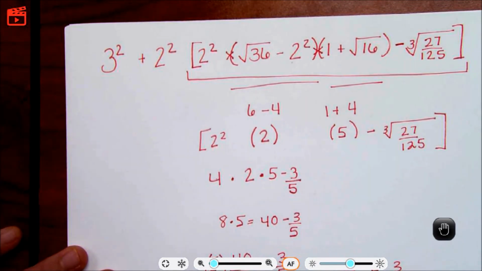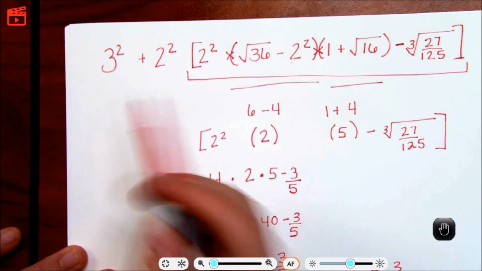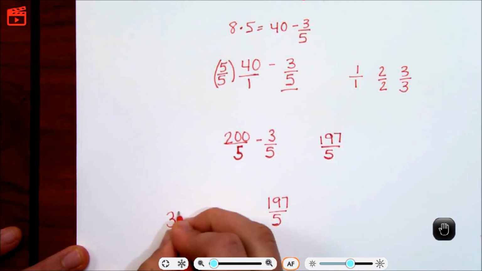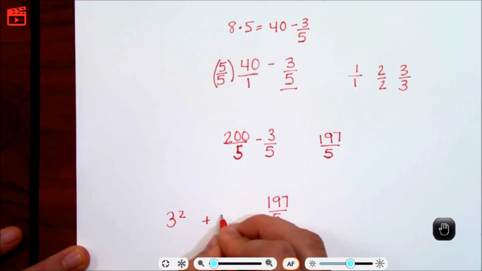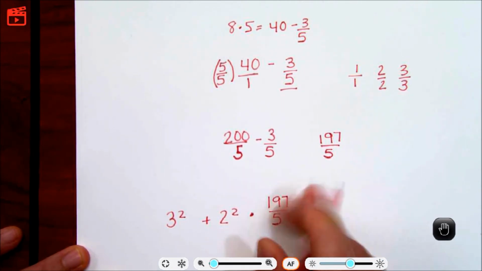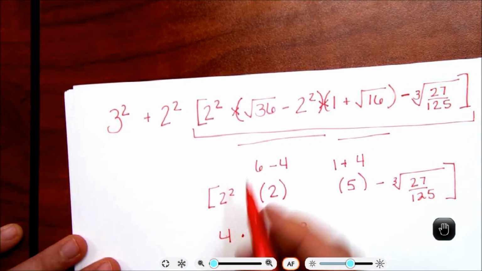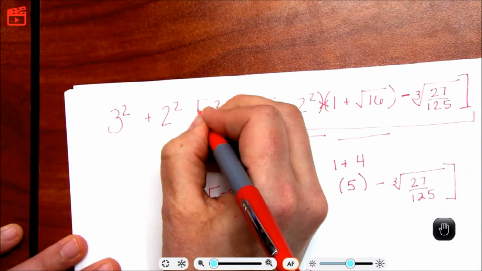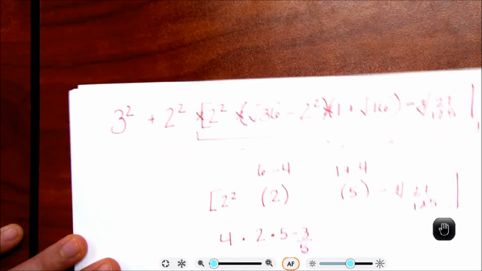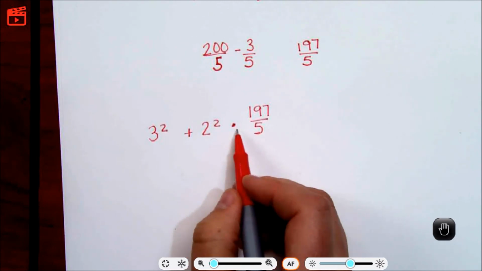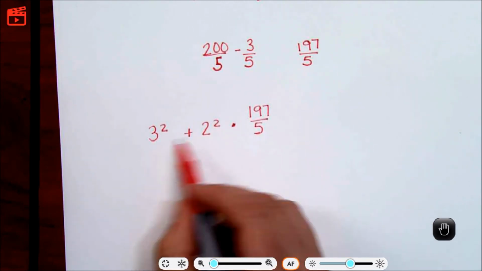We still have these two exponents on the outside. So we have 3 squared plus 2 squared multiplied by 197 over 5. The reason I'm multiplying is just like the parentheses could become multiplication. When you have a number outside of a bracket, you multiply. So here we have 197 over 5 multiplied by these.